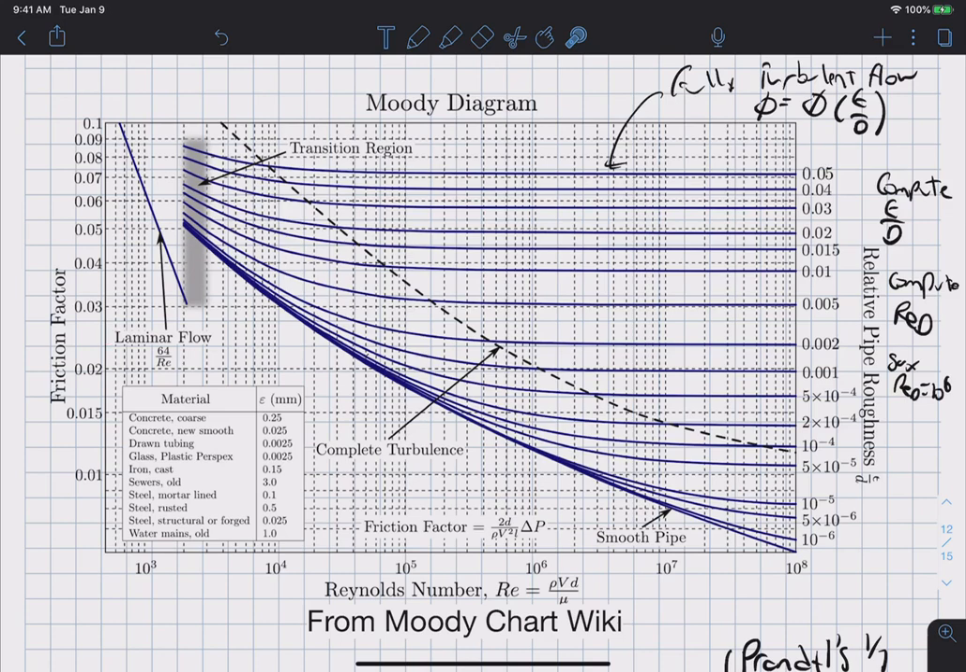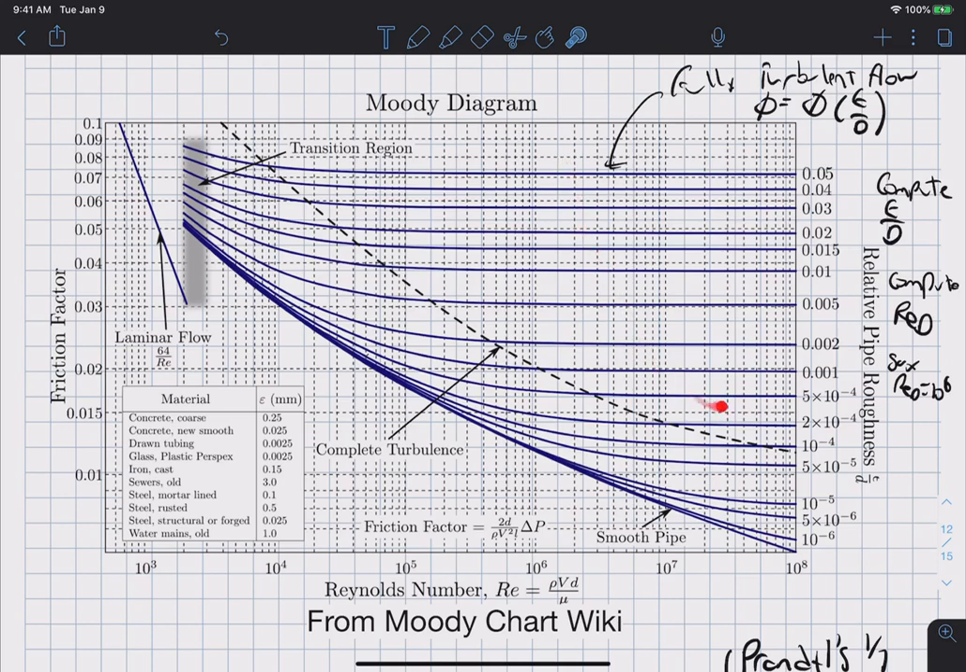Okay, or if the relative roughness was say 0.001 and the Reynolds number was say 10 to the 5th, we would follow this 0.001 line here and follow it up till we hit 10 to the 5th, which would be right about here. Okay, and so that's basically how you read it. The x-axis is the Reynolds number, and there are families of curves that correspond to the relative roughness.